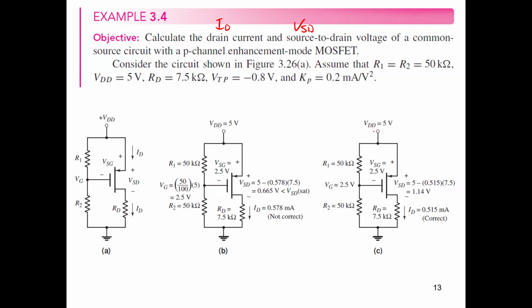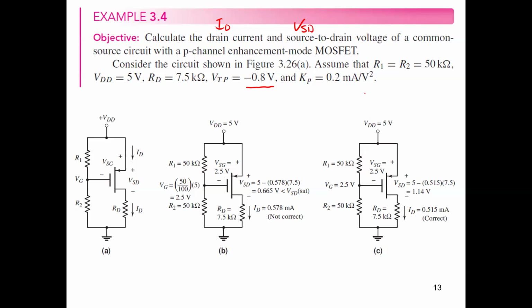Okay, now we have VDD given 5 volt, and the values are assumed here in this circuit to be R1 equals R2 equals 50K, VDD equals 5 volt, RD equals 7.5 kilo ohms, and the VTP is minus 0.8 volt. As we mentioned, guys, it's going to be in a minus sign. Okay, so this is the transistor threshold volt. And Kp equals 0.2 milliampere per V square.